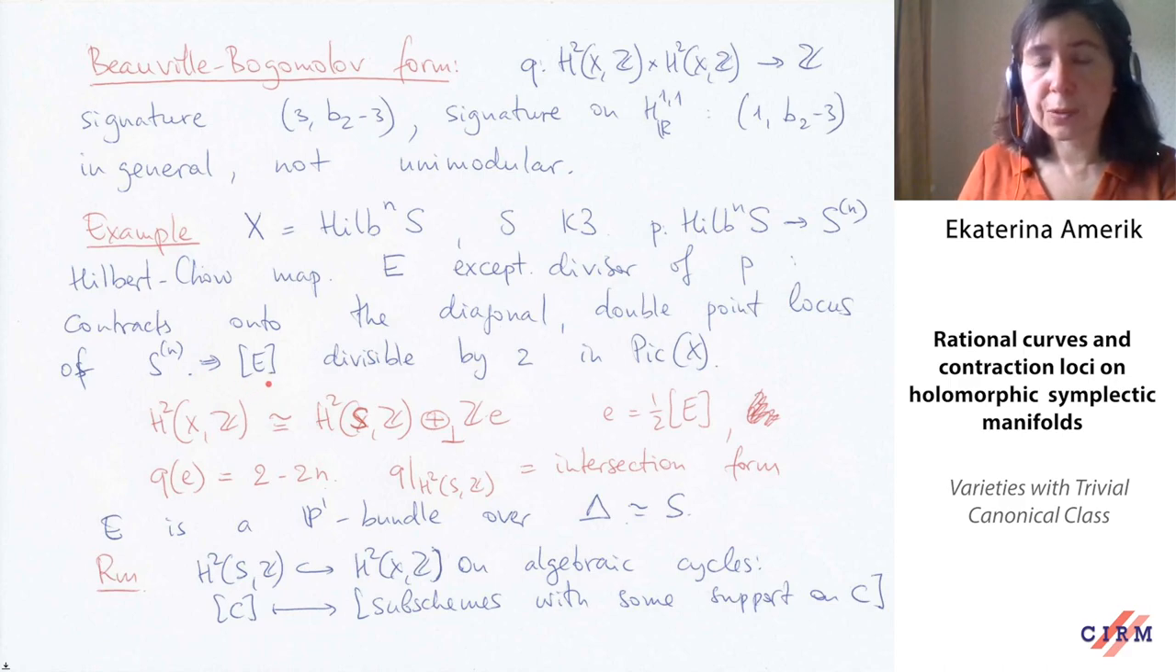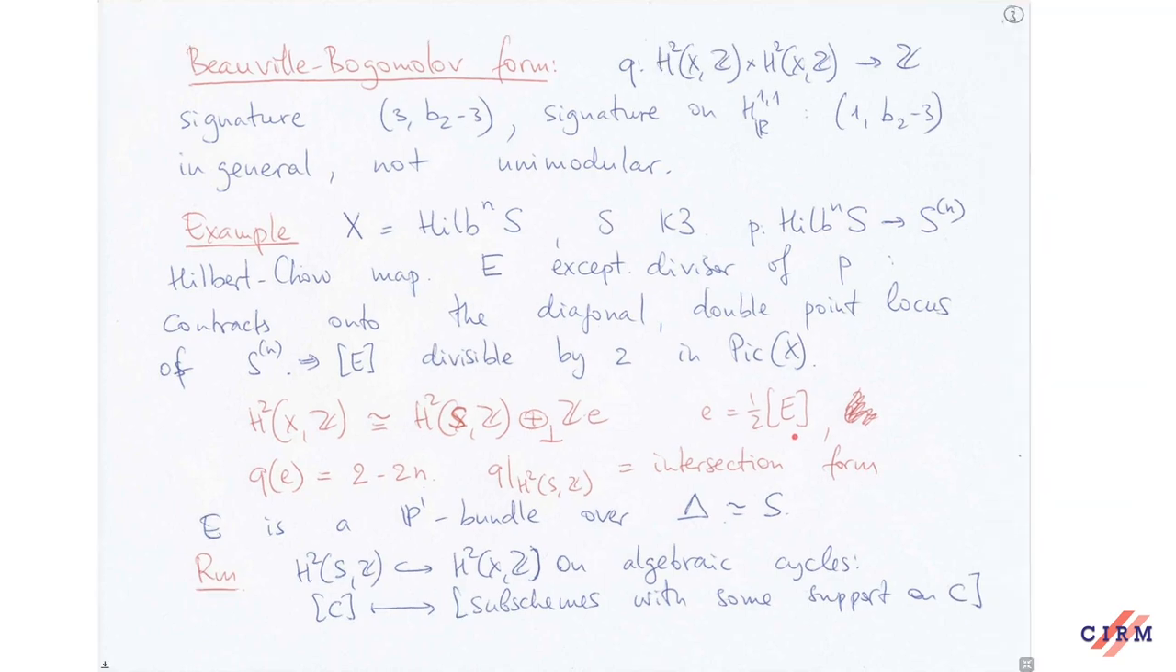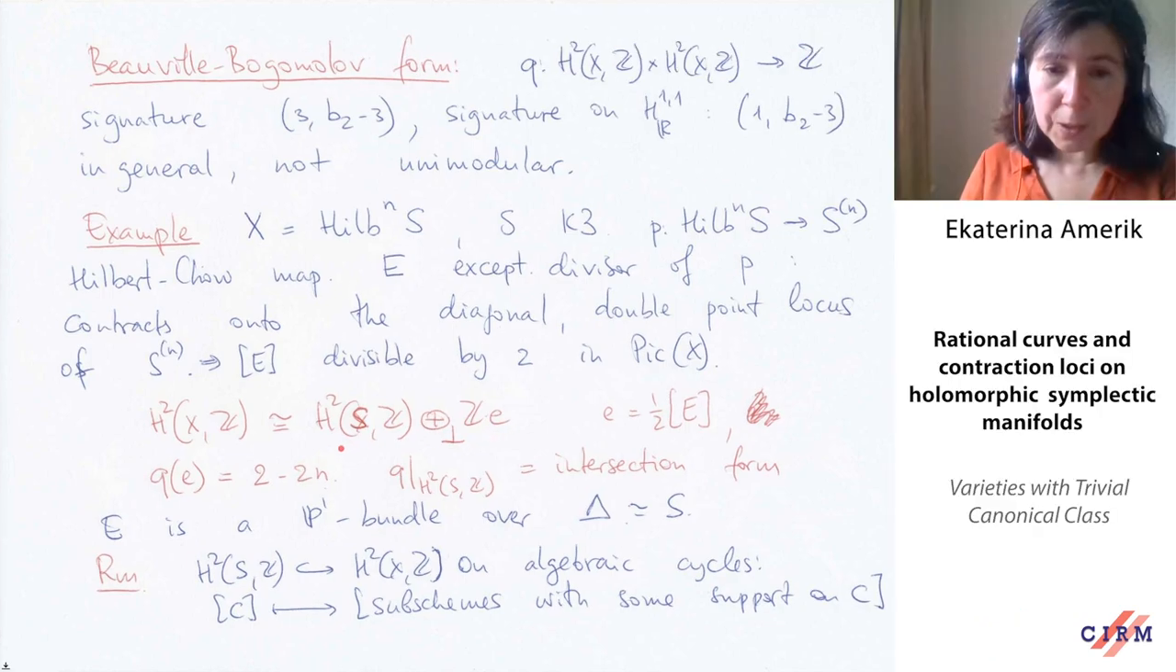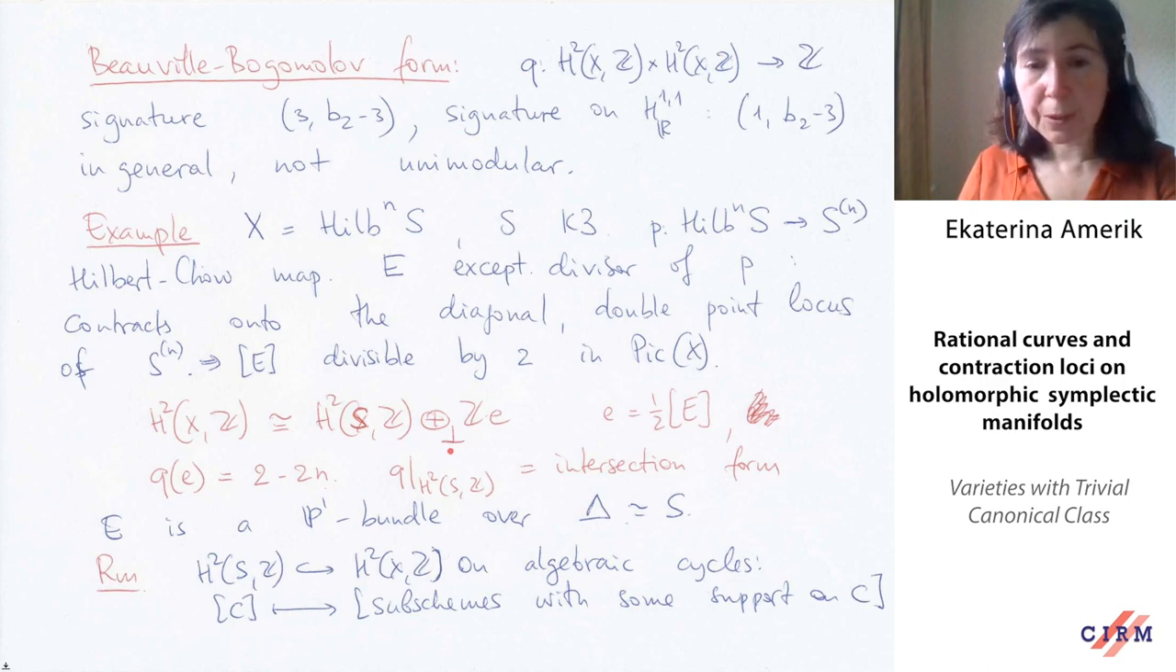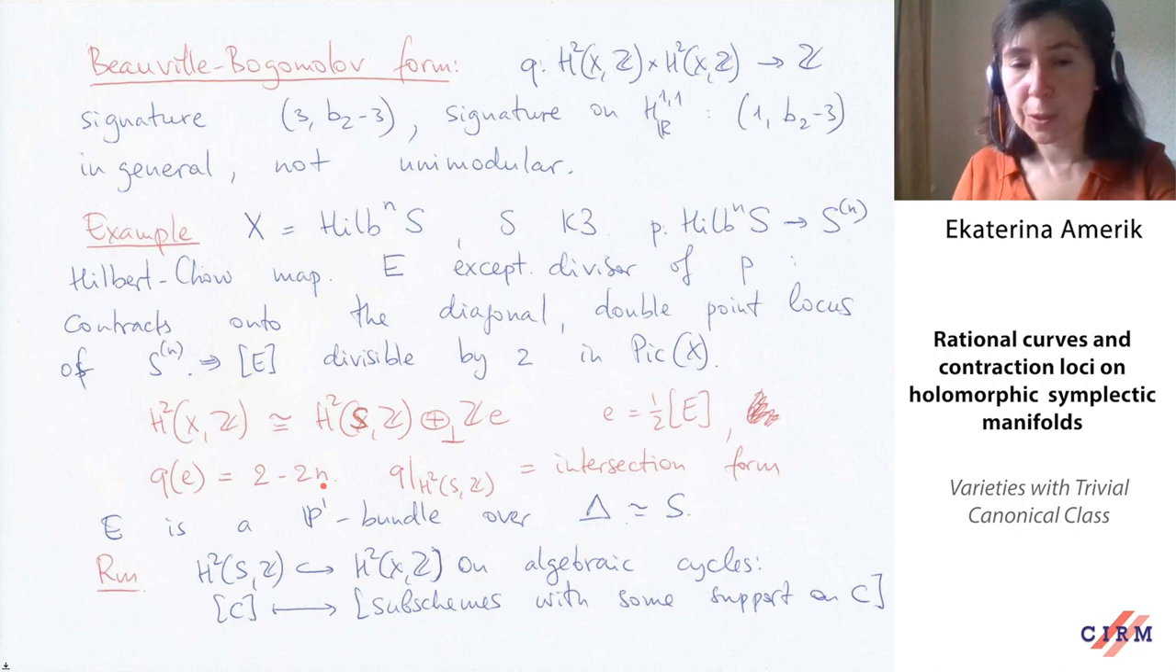The class of this divisor is actually divisible by 2 in the Picard group, and we call the small e the half of the big E in the Picard group. Then we have the following isomorphism. H^2 of X is isomorphic to the direct sum of H^2 of S and of the cyclic submodule generated by this e. And the Beauville-Bogomolov form is just the intersection form on H^2 of S. And then the direct sum is orthogonal, and q of e is 2 minus 2n, so 2 minus the dimension of X.